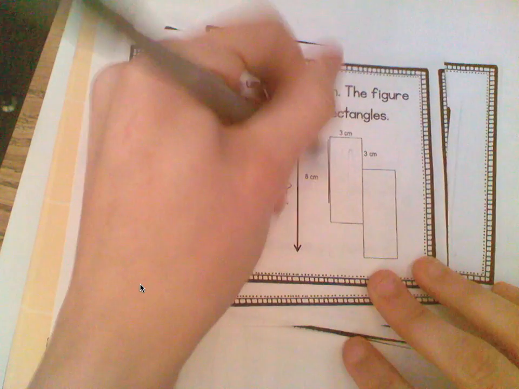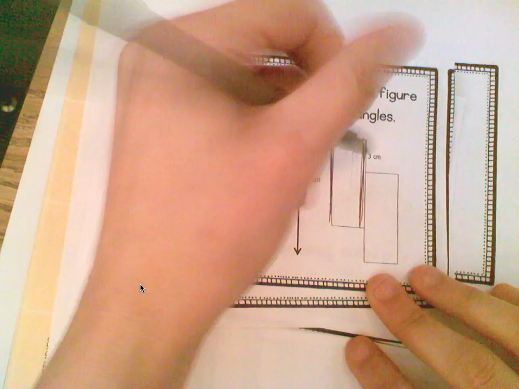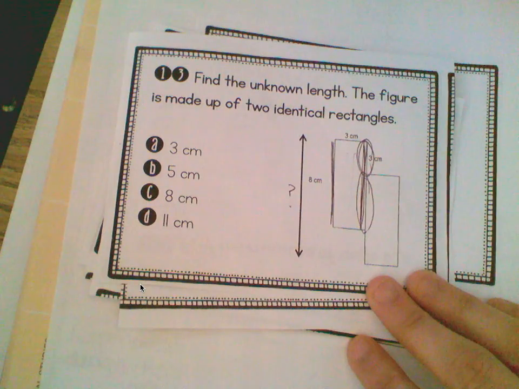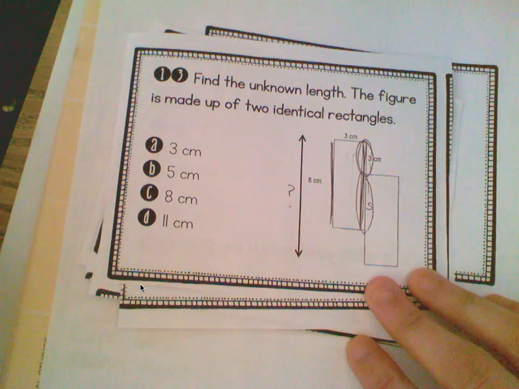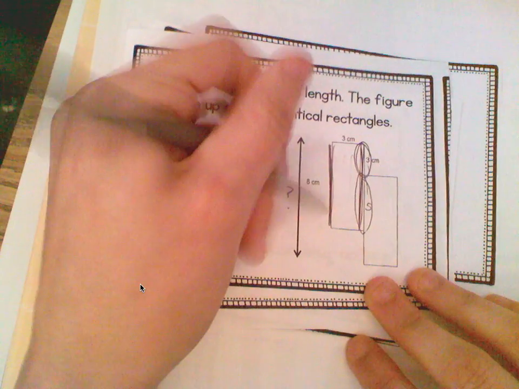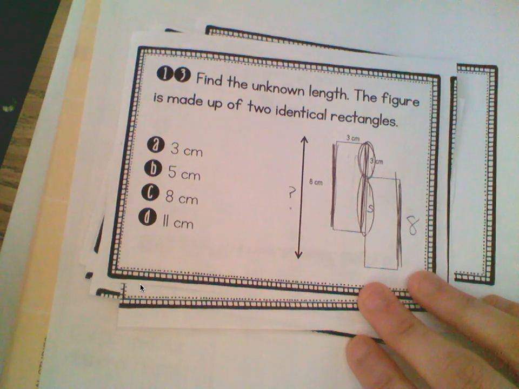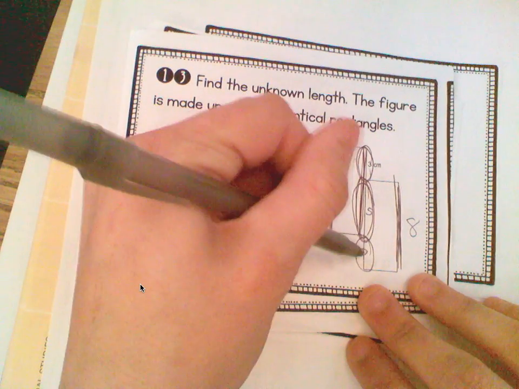So if this is 8, I know this side is 8. And if this piece is 3, I need to think 3 plus what gets me to 8? And I know that answer is 5. So that little piece is 5. Again, if this is 8 and these are identical rectangles, then this is also 8, okay? And so if this is 5, I know that this has to be 3.